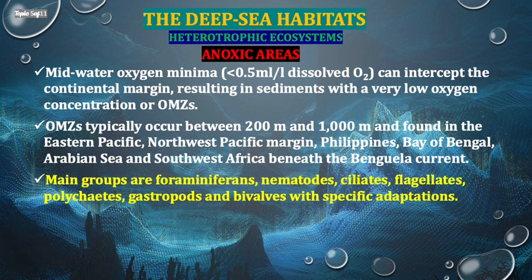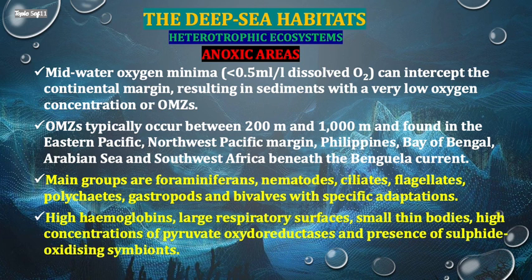These areas have a very low concentration of oxygen in the water. The major faunal groups in these areas are foraminiferans, nematodes, ciliates, flagellates, also polychaetes, gastropods, and bivalves as well. All of them have specific adaptations to such extremely low oxygen in their environment.